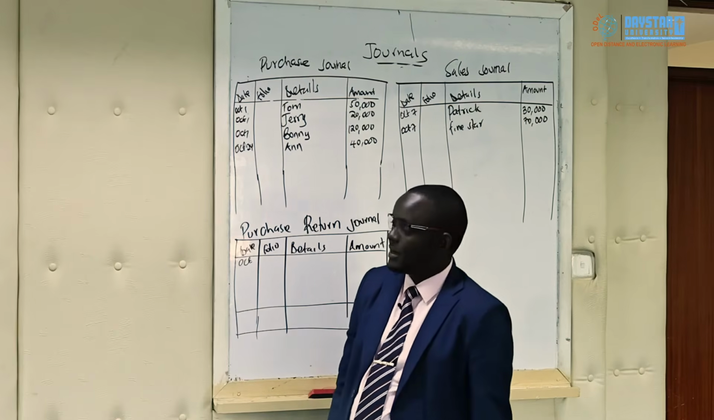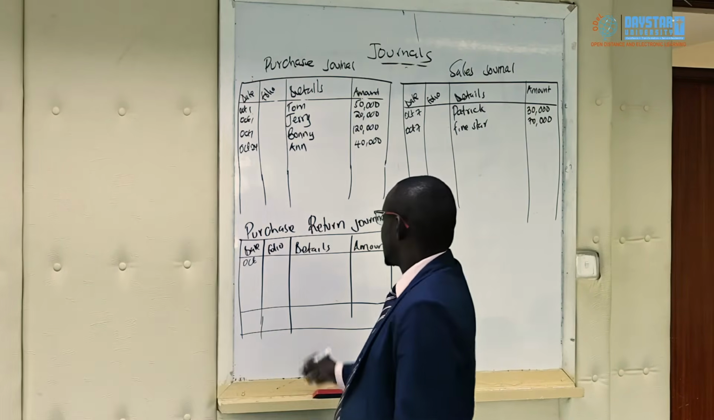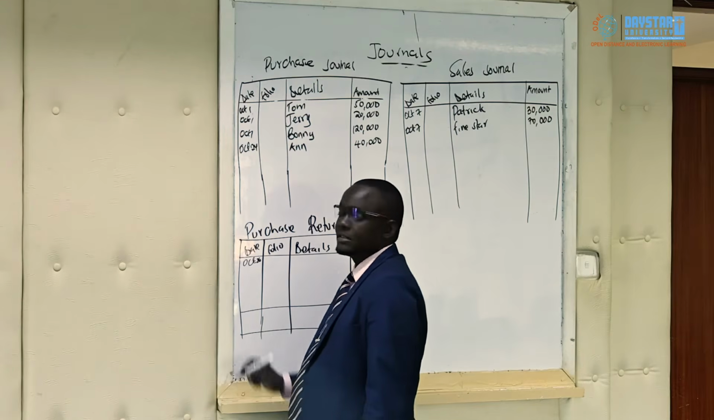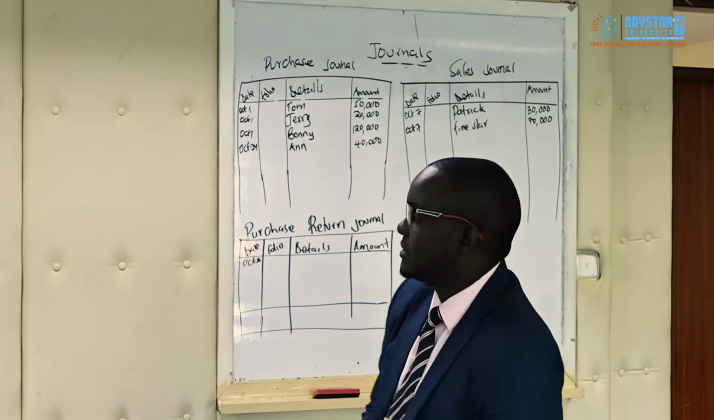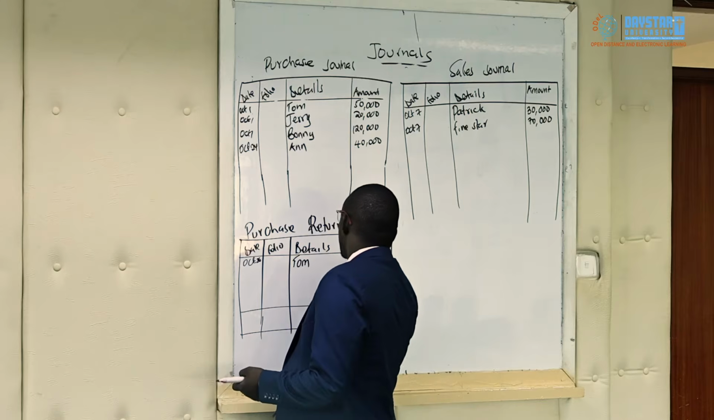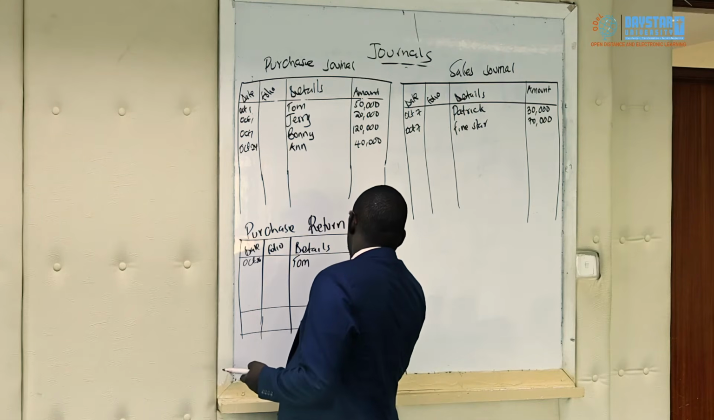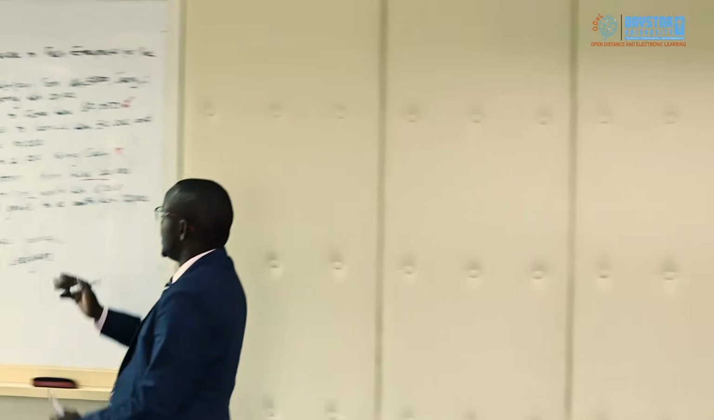So we have October, the date is October 26. In this October 26, we are returning goods to Tom, 15,000. So just write Tom, 15,000. Okay, just simple. Let's go to the last one.